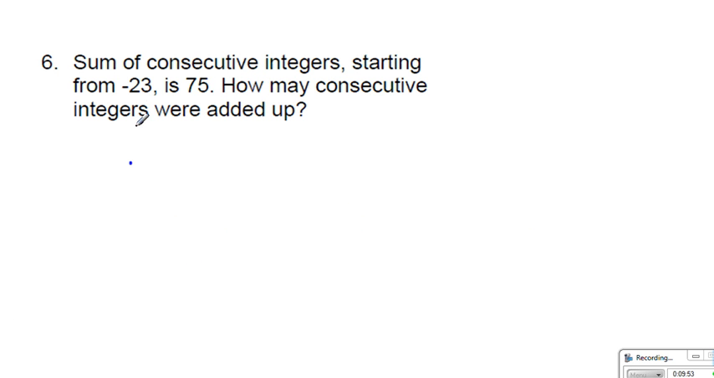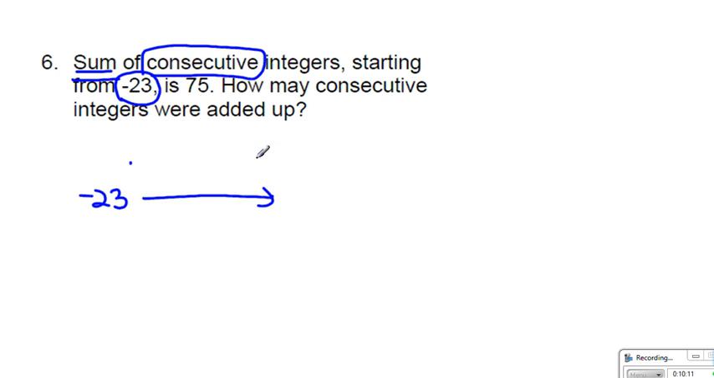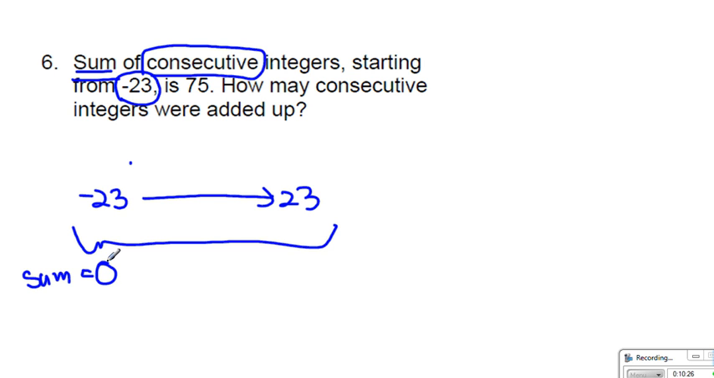Number 6. Here, I want you to realize the sum, consecutive, and starting from the negative number. Those three things are very, very important, because when you look into that, starting from negative 23, regardless of what the sum is, if I add up all the way to 23, starting from negative 23 to positive 23, I know that the sum's gotta be 0. 0 is our sum so far at that point. That makes sense due to the symmetry between negative 23 and positive 23. Now, our sum is not 0, but it's 75, so obviously we have to go further.